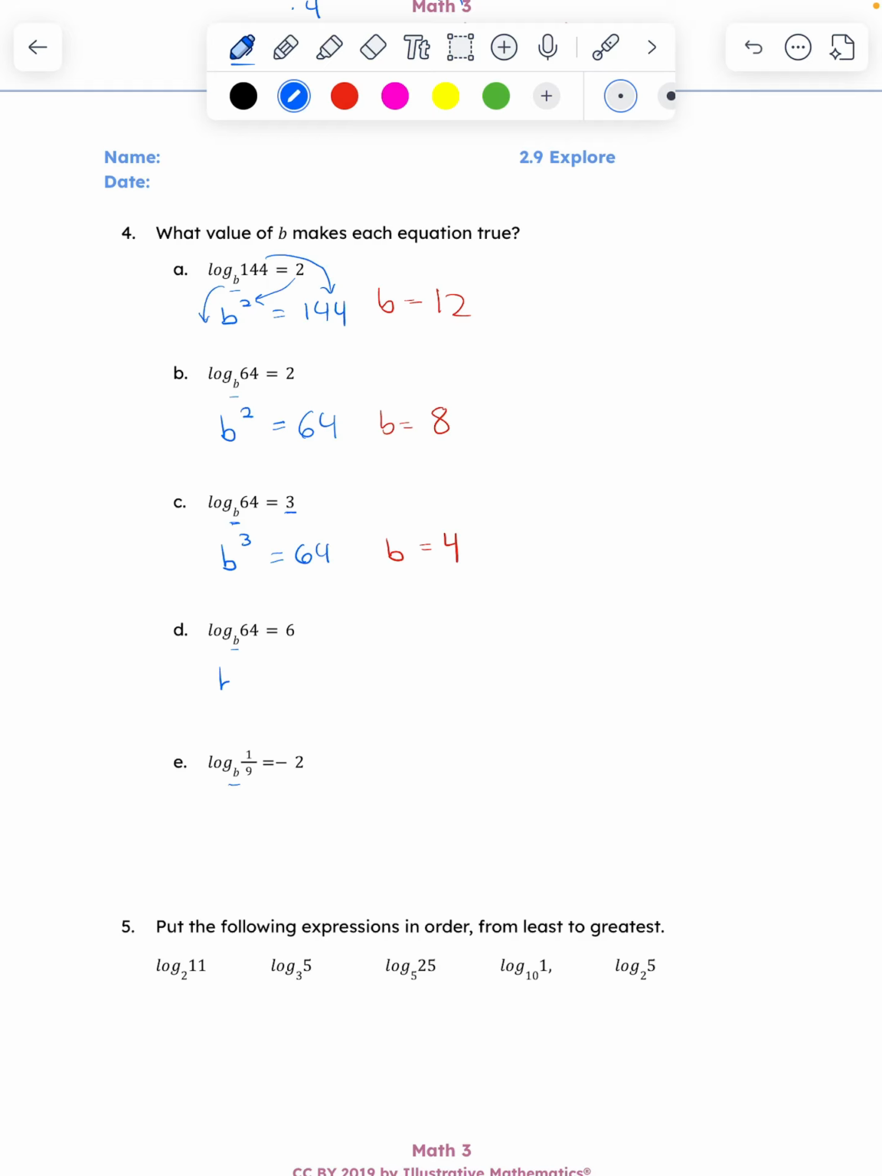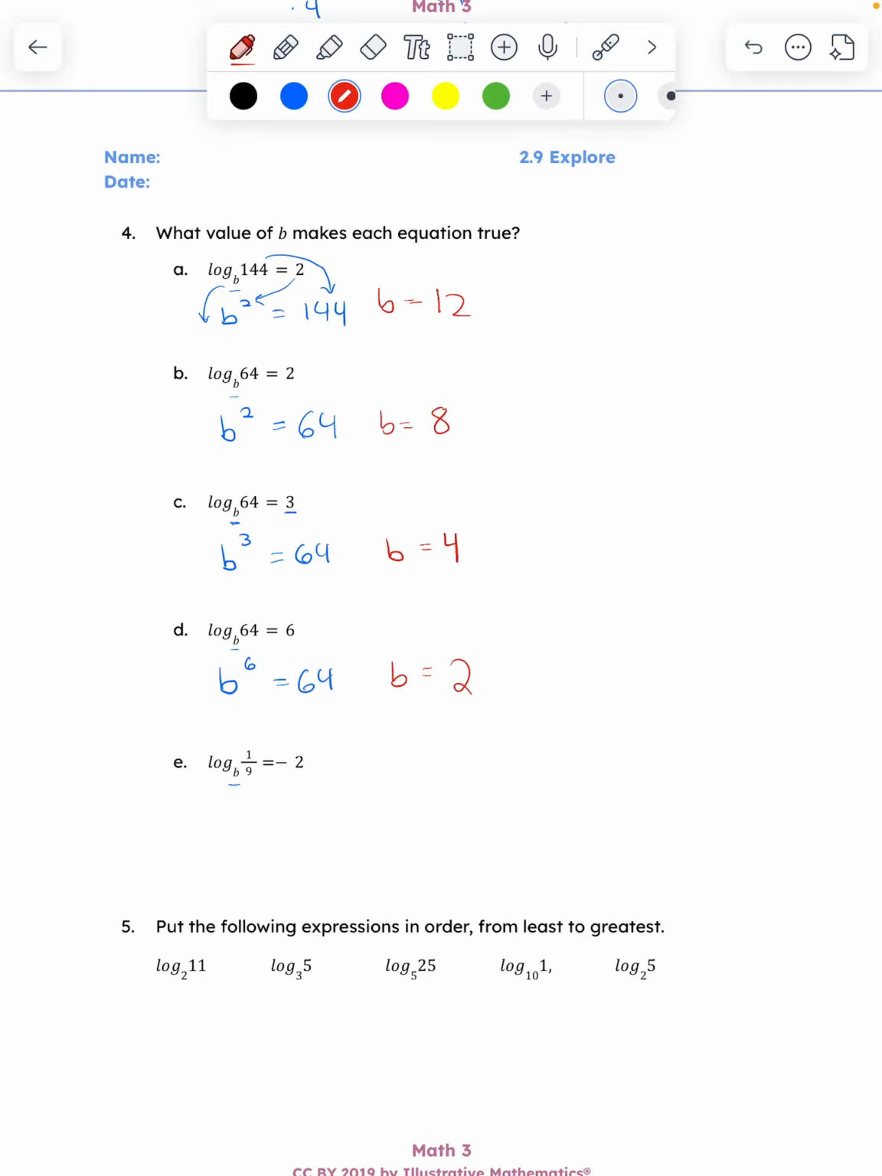I want to know what to the 6th power is 64. Noticing a pattern here, in this case my b is 2. 64 is a great number for powers of 2 and numbers related to it.